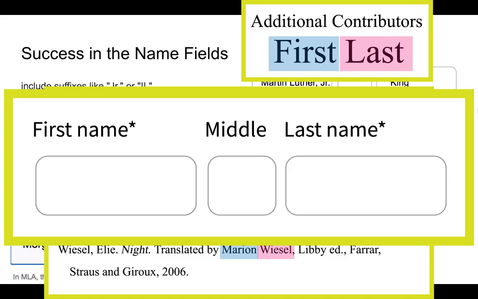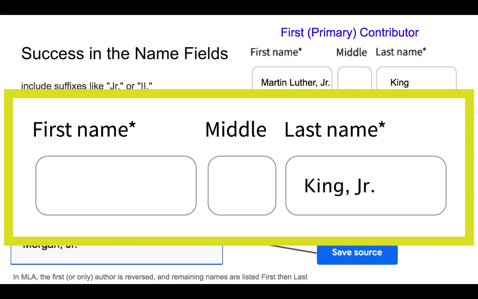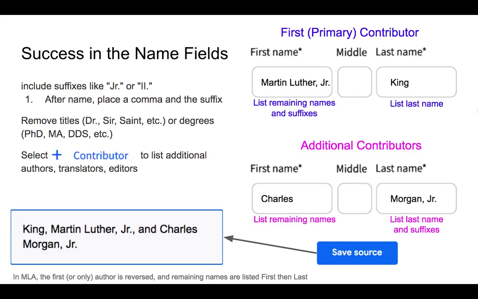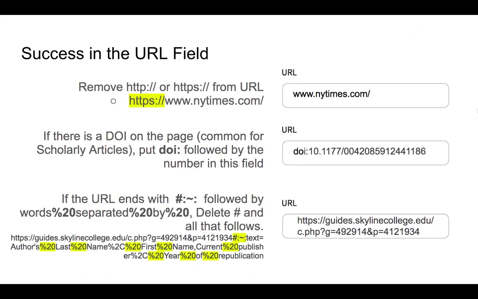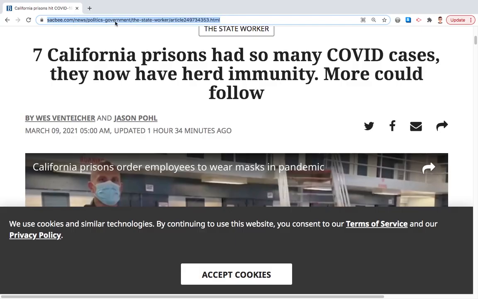For additional contributors, you'll put the last name and any suffixes in the last name field, and then the first name and any additional names in the first name field. When you save the source, it will then have this accurate last name first format for the first author, and then first name last format for the additional authors. I like to skip the middle initial field and just include that in my first name when I write all remaining names. In the URL field, start by copying and pasting the URL from your browser.